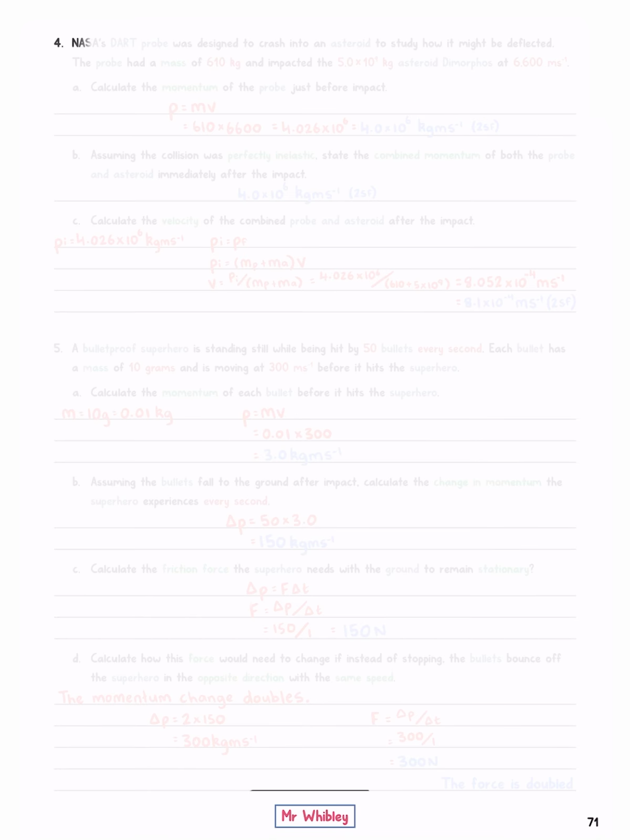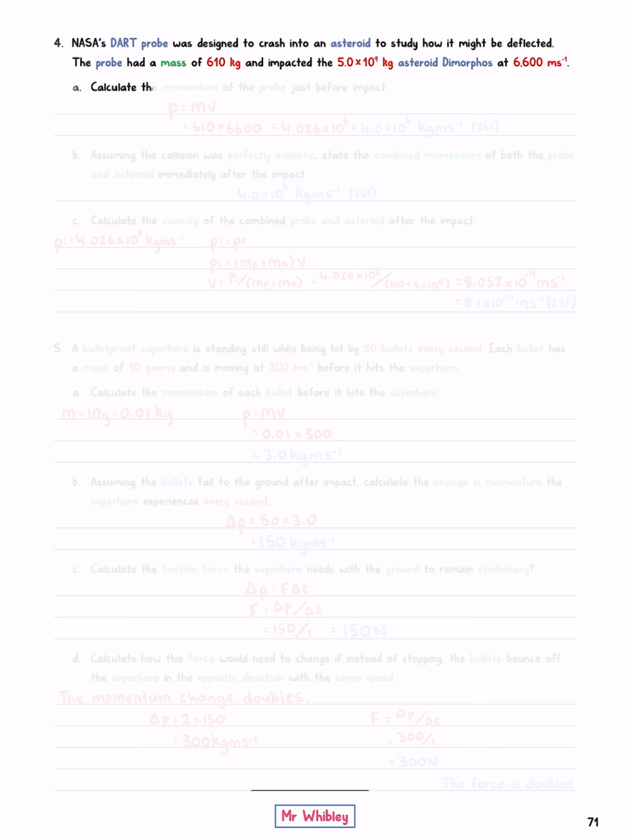Question 4. NASA's DART probe was designed to crash into an asteroid to study how it might be deflected. The probe had a mass of 610 kilograms and impacted the 5.0 times 10 to the 9 kilogram asteroid Dimorphos at 6,600 meters per second. Calculate the momentum of the probe just before impact.